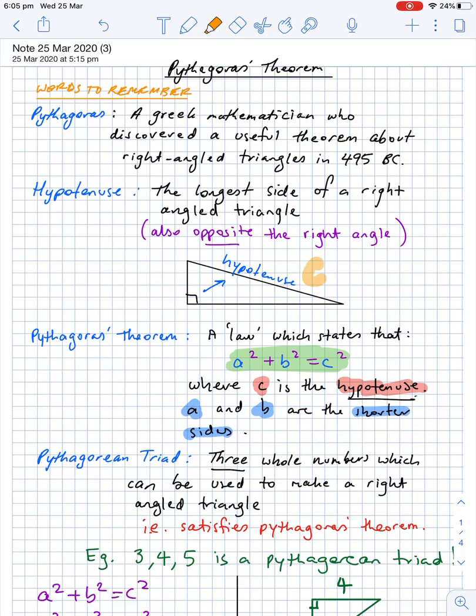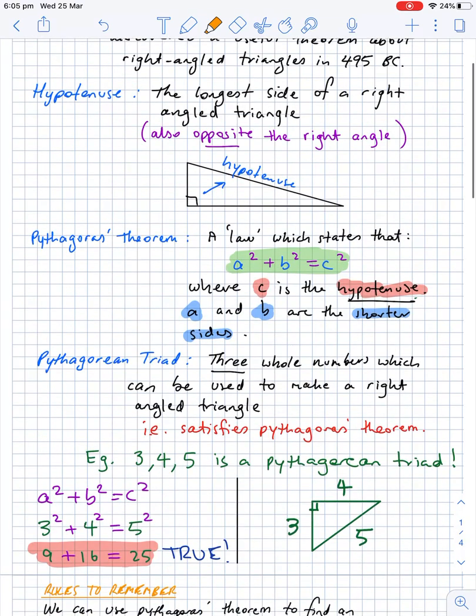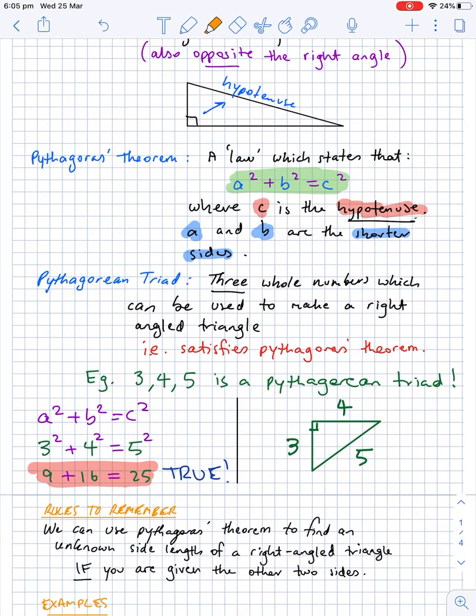So like up here, that could be your c, that's your longest side. This would be a and that would be b. You can swap around the a and the b, by the way, because it doesn't matter which shorter side they are, they just got to be the shorter sides.